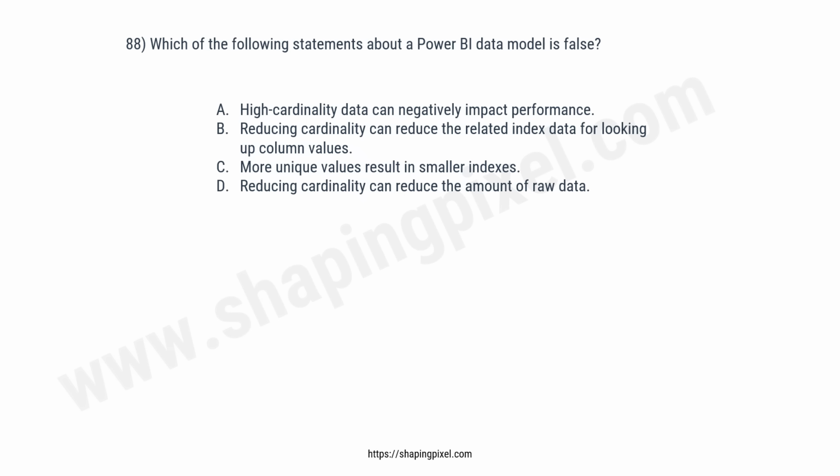Question number 88. Which of the following statements about a Power BI data model is false? And we have four options. Option A, high cardinality data can negatively impact performance. Option B, reducing cardinality can reduce the related index data from lookup column values. Option C, more unique values result in smaller indexes. Option D, reducing cardinality can reduce the amount of raw data. So the right answer here is option C. More unique values result in smaller indexes.